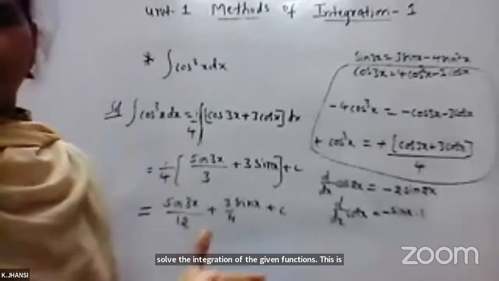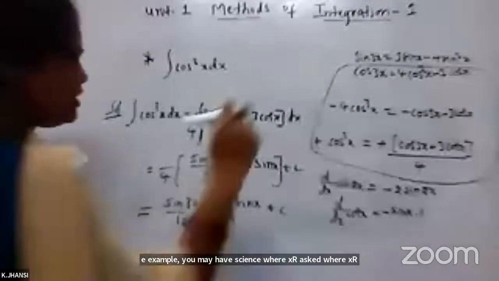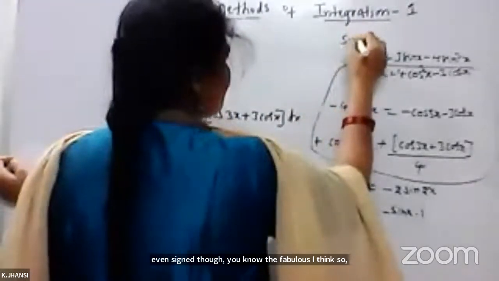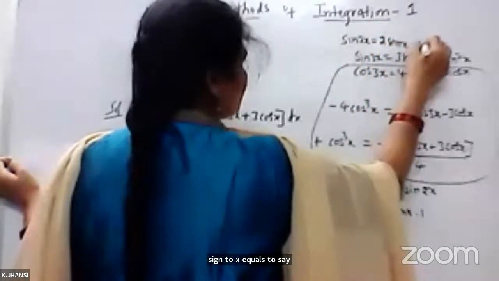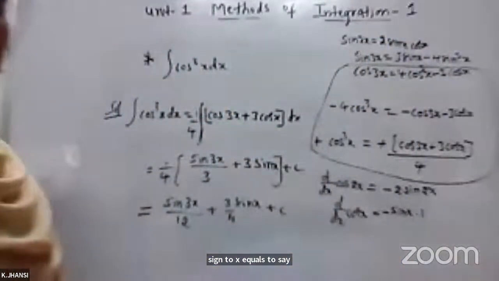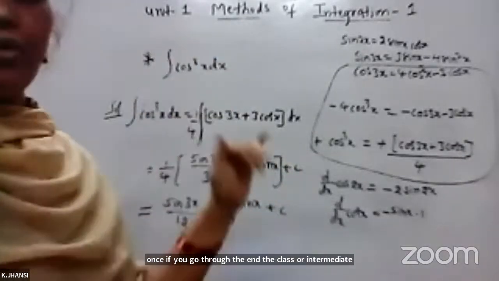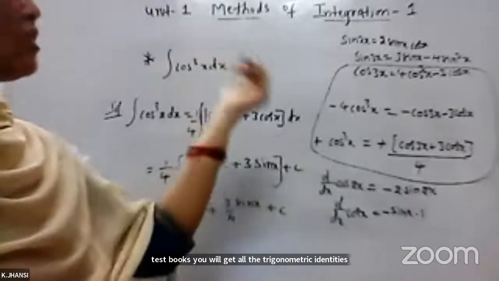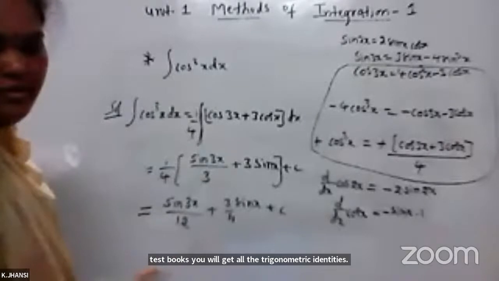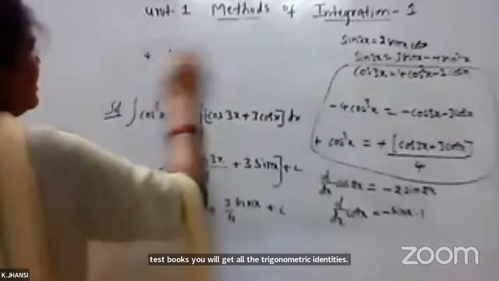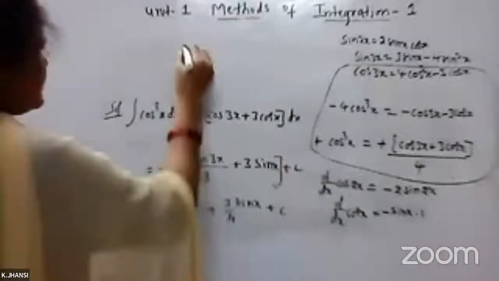You may have sine square x or cos square x, or even sine; you know the formulas, I think. Sin 2x is equal to 2 sin x cos x. Once you go through the 10th class or intermediate textbooks, you will get all the trigonometric identities. What is sin 2x? What is cos 2x? Cos 2x has two formulas. Write all the trigonometric identities at the side of your solutions.